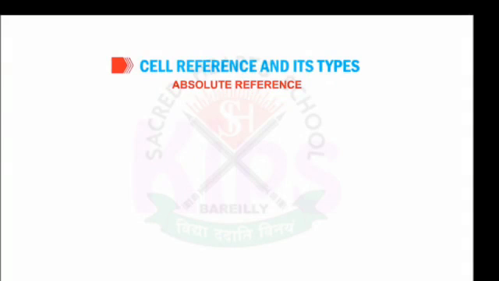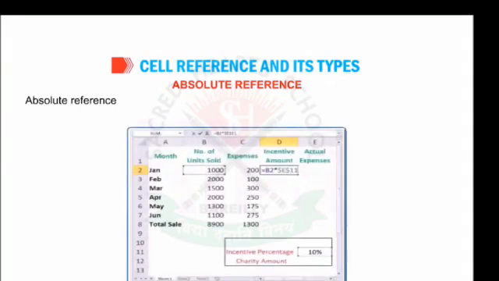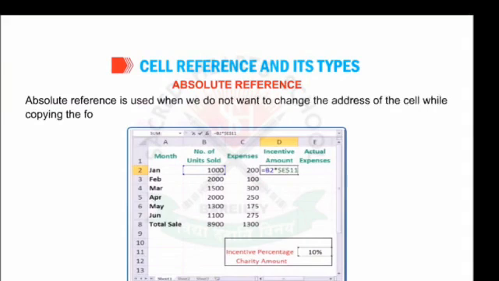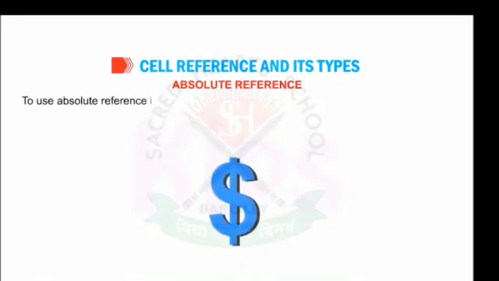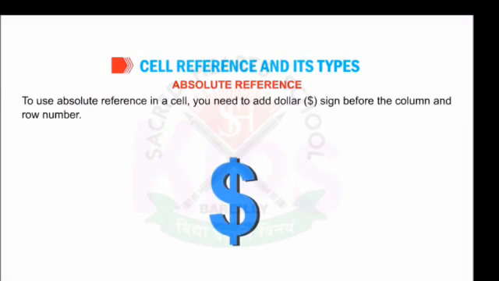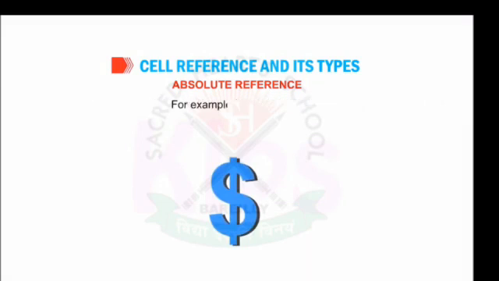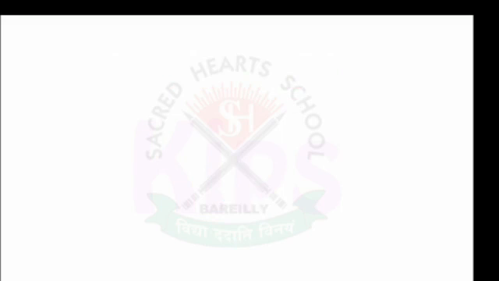Now, the second type of cell reference is absolute reference. Absolute reference is used when we do not want to change the address of the cell while copying the formula to another cell. To use absolute reference in a cell, you need to add a $ sign before the column and row number. For example, equal to $A$1 plus $A$2.